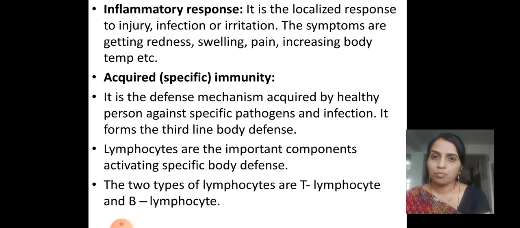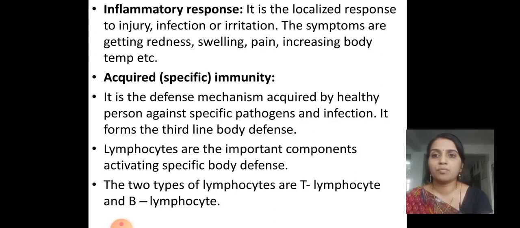So some more immunity is developed by the body as more infectious bodies enter the body. So by experience or by maximum exposure to infectious entities, the living organism is developing its own immunity. It is called acquired immunity. It is the defense mechanism acquired by a healthy person against a specific pathogen and infection. It forms the third line of body defense.